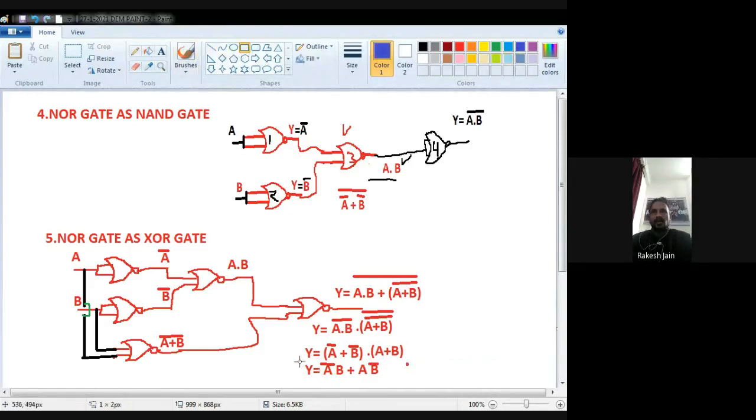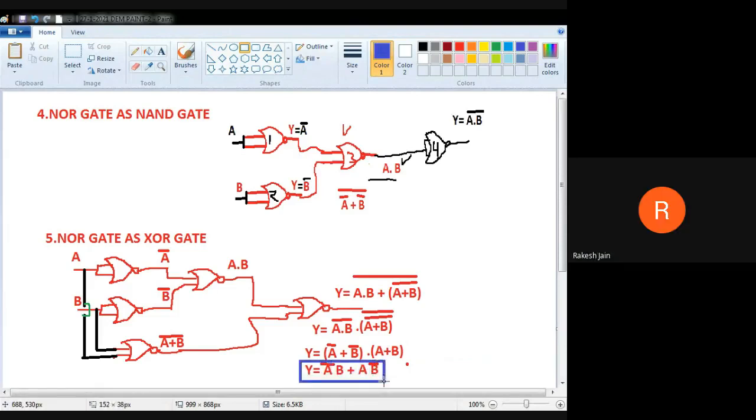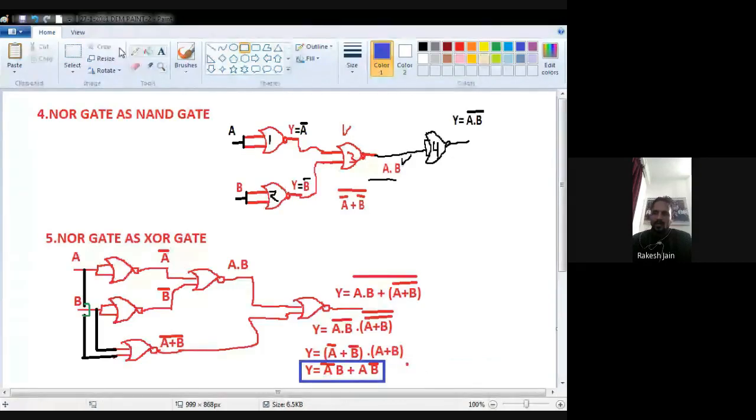So now we find out the final answer as in this blue color bracket, Y is equal to A bar B plus A B bar, and this is equal to which equation? This is the equation of XOR gate, A B bar plus A bar B, or we can say A bar B plus A B bar, both are same. So this is a circuit of how a NOR gate behaves as a XOR gate. So with the help of 5 NOR gates we can convert a NOR gate into XOR gate.